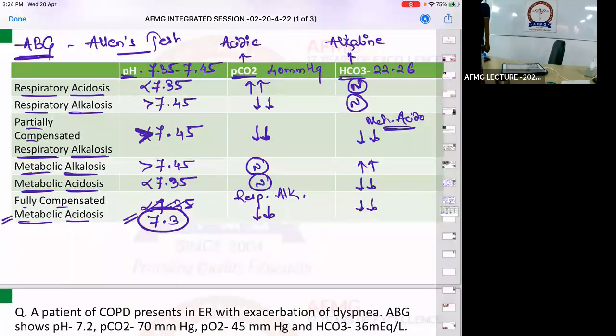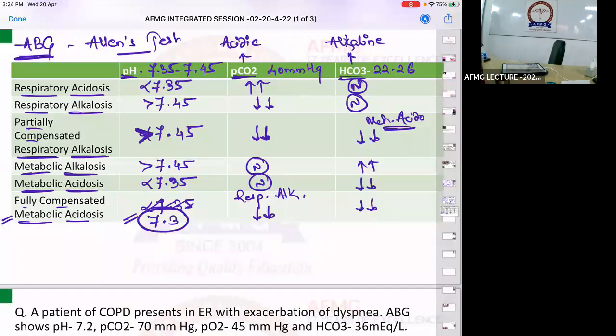pH is 7.5, PCO2 is 12 mm of Hg, bicarbonates are normal. pH 7.5, that means it is alkalosis. PCO2 is 12, that means it is respiratory alkalosis. No issues with that.